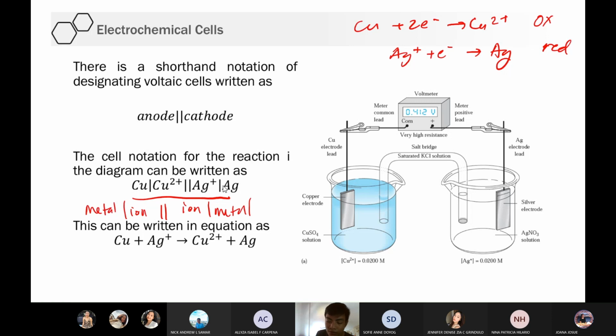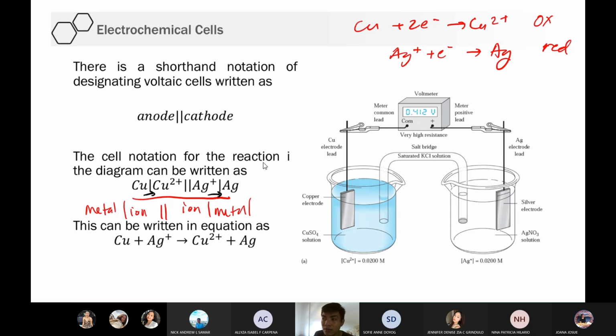So if you want to convert this into equation, basic lang yan. Kunwari, given ang cell notation sa inyo, lagyan mo rin ng arrow yan. Okay? So, Cu on the left, sa right, Cu2 plus. Ito naman, Ag plus on the left, Ag on the right. So, yun yung mga shortcuts dyan.